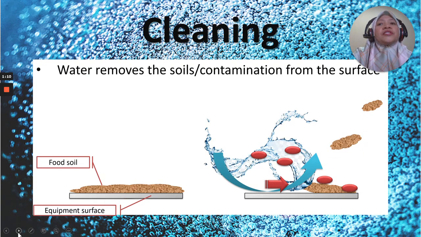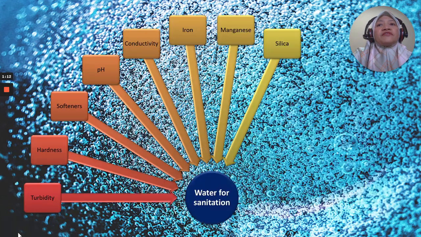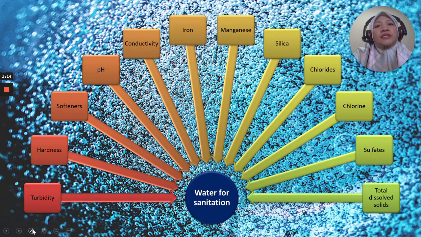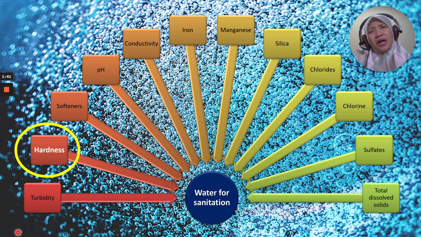The impurities in water can easily affect the effectiveness of the sanitizing solutions. These are the characteristics I illustrate, most of the characteristics that will influence the sanitation process. You can see there's a lot, right? From these characteristics, water hardness is the greatest influence that will directly affect the cleaning and sanitizing efficiency. So I will focus my explanation in this video on water hardness only.